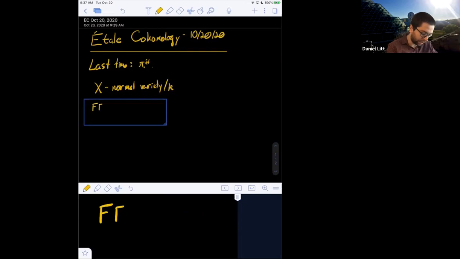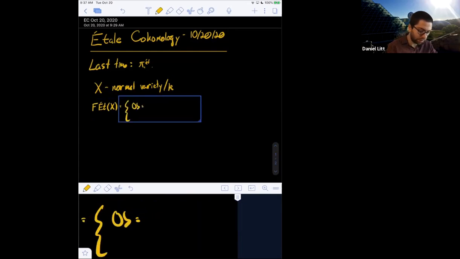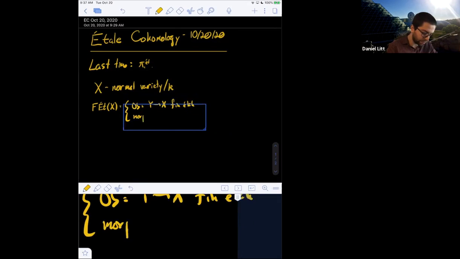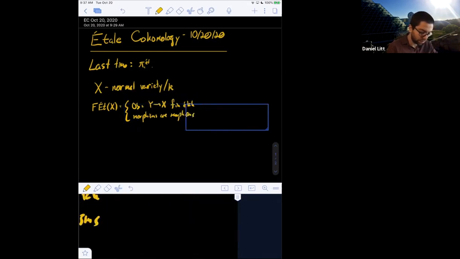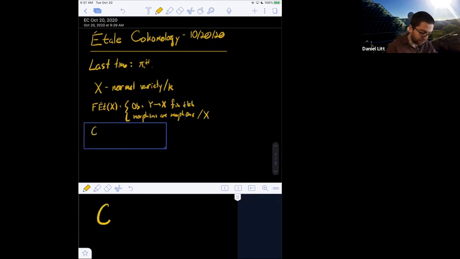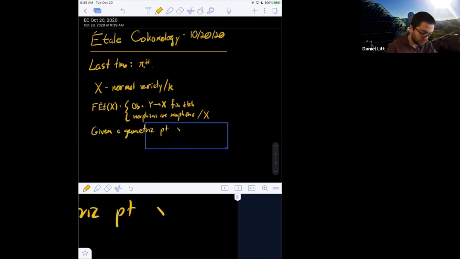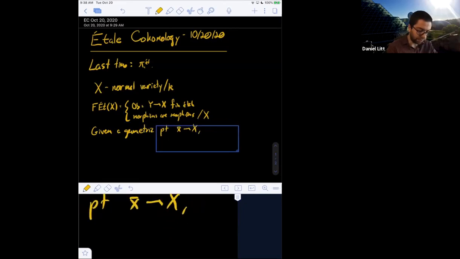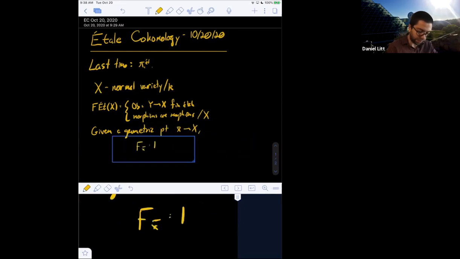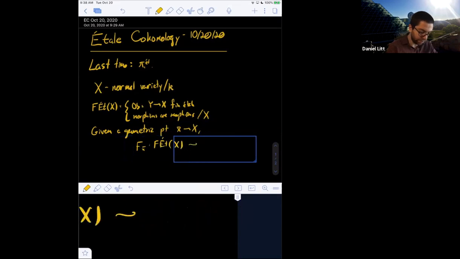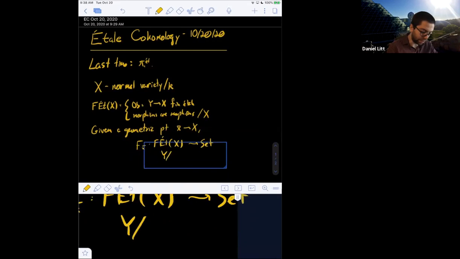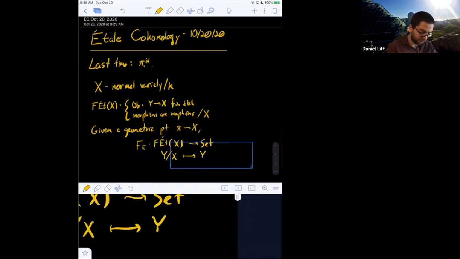So we defined the category finite étale of X to be the category where the objects are Y to X finite étale, and morphisms are morphisms over X. And then given a geometric point X bar mapping to X, we defined a functor, F_X bar, from finite étale of X to finite sets, given by sending a finite étale X-scheme Y to the fiber over X bar.